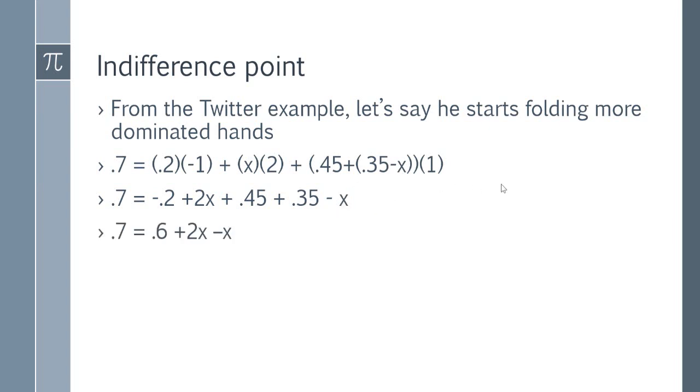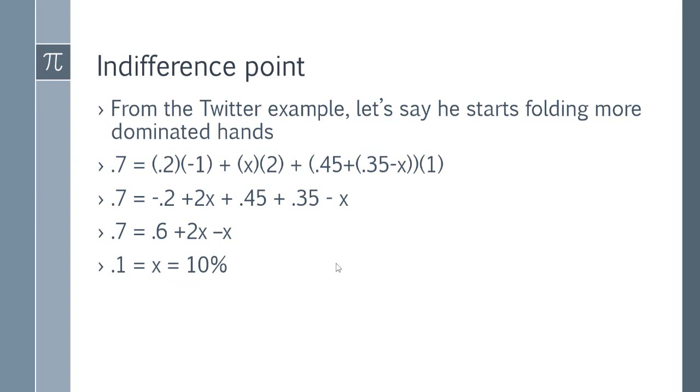Now I'm starting to add numbers together to simplify things. So 0.45 plus 0.35 is 0.8, minus a 0.2, we get the 0.6, plus 2x minus x. And you'll see here, you can also simplify this. So a positive 2x minus a 1x is just x. So we have 0.6 plus x equals 0.7. We can subtract the 0.6 from the 0.7. So we get 0.1. So we know that x equals 10%.